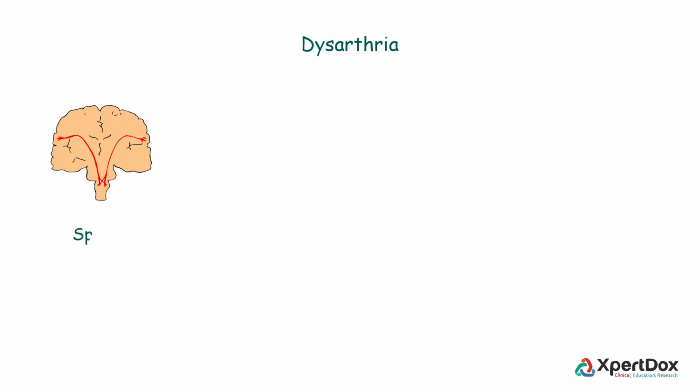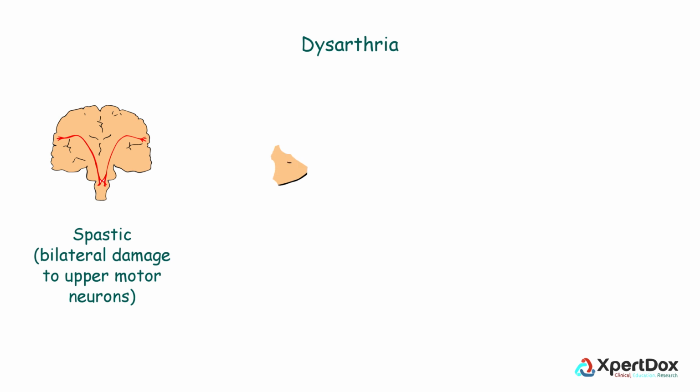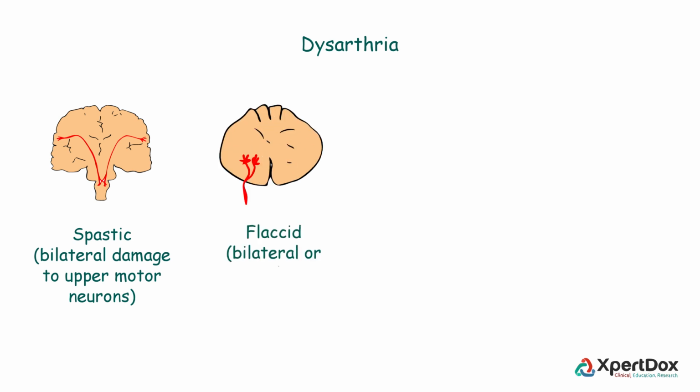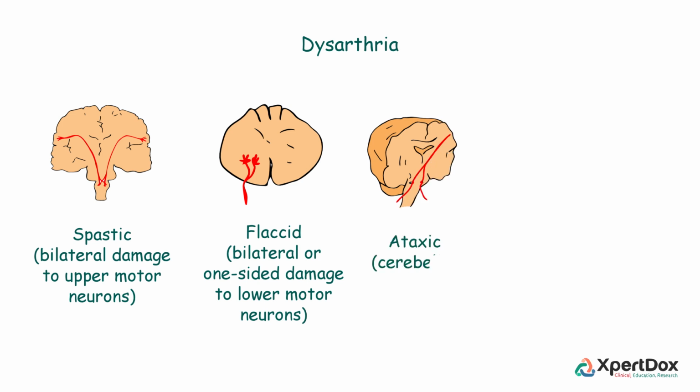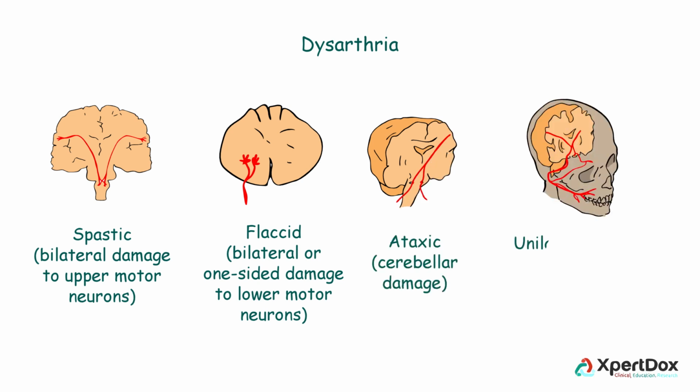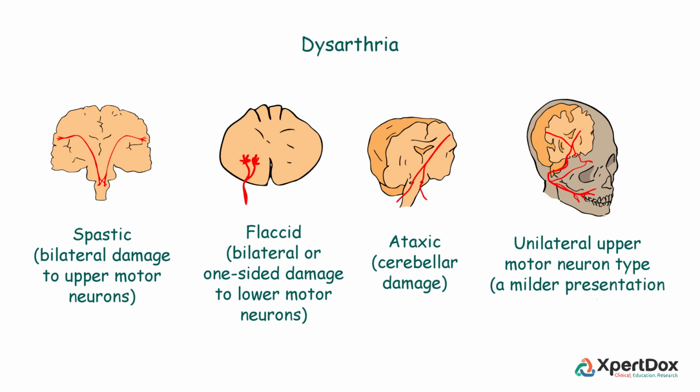The different dysarthrias include spastic, bilateral damage to upper motor neurons; flaccid, bilateral or one-sided damage to lower motor neurons; ataxic, cerebellar damage; and unilateral upper motor neuron type, a milder presentation compared to the spastic type.